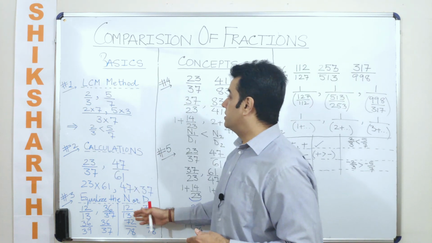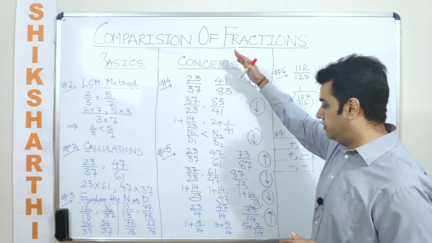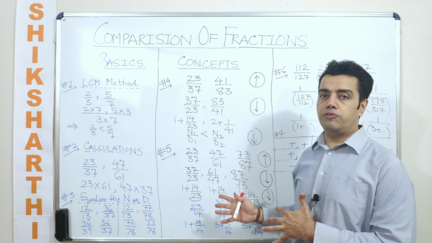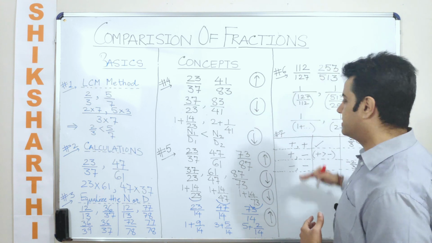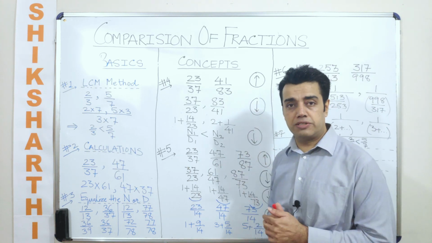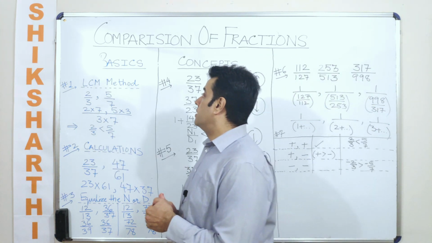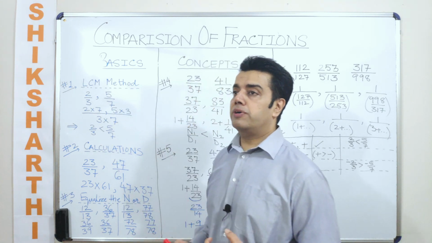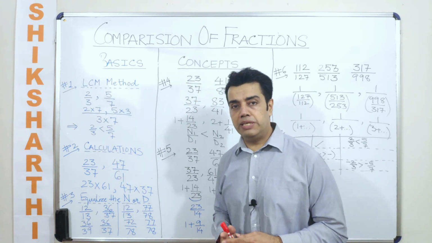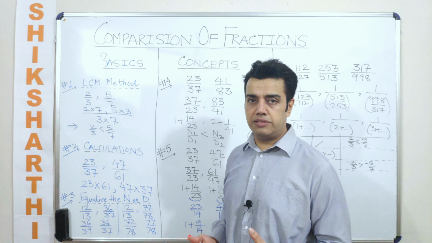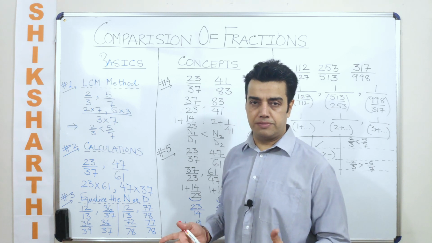Once we have discussed the basics, we'll be moving on with various concepts. Maybe two or more fractions is what we are going to discuss, and then we'll summarize how to use various methods. Okay. So the basic method of comparing any two fractions would be to take the LCM of the denominators and then compare their numerators, right?